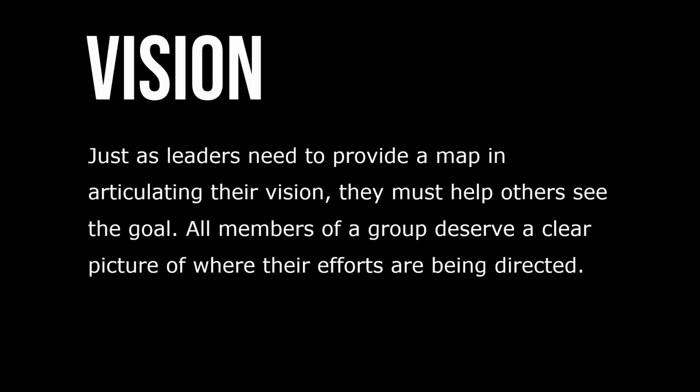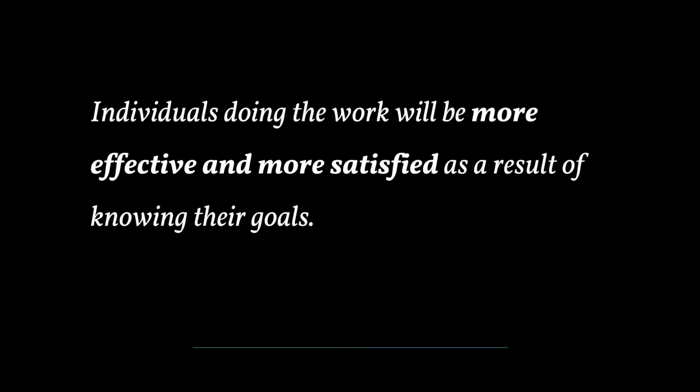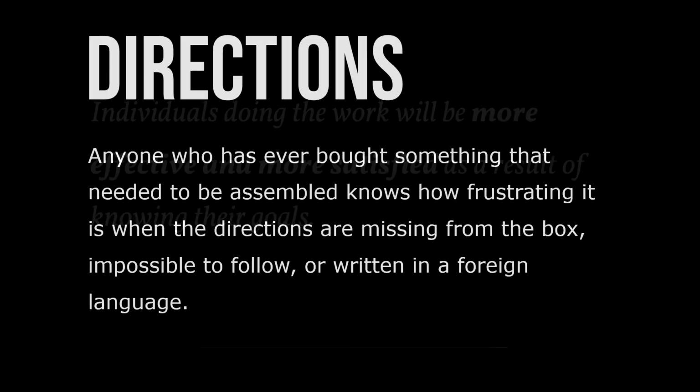Just as leaders need to provide a map in articulating their vision, they must help others see the goal. All members of a group deserve a clear picture of where their efforts are being directed. When the goal is vague, the leader needs to clarify it. Similarly, if the goal is embedded in a complex set of related goals, the leader needs to identify a specific goal for group members and explain how it fits with all other goals. Individuals doing the work will be more effective and more satisfied as a result of knowing their goals.